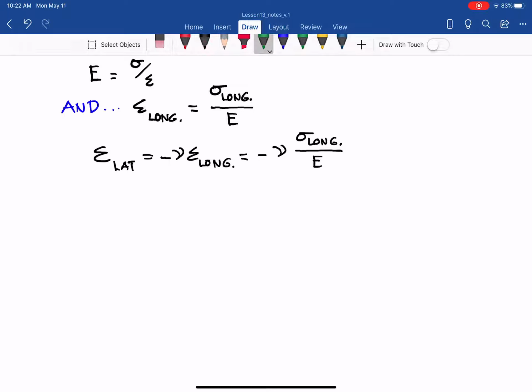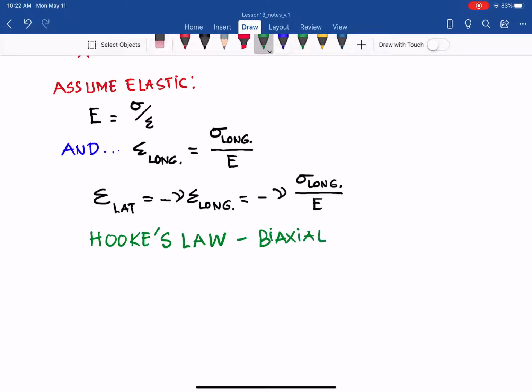Let's go a little bit more generalized, and then we continue with the generalized Hooke's laws. Hooke's law so far is only for one axial load. How about the biaxial load? So what do we have?